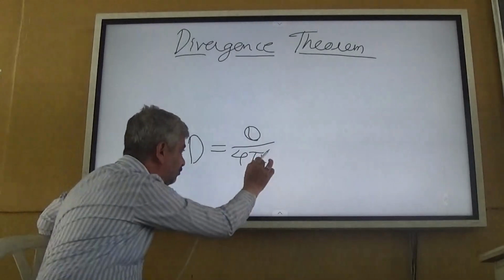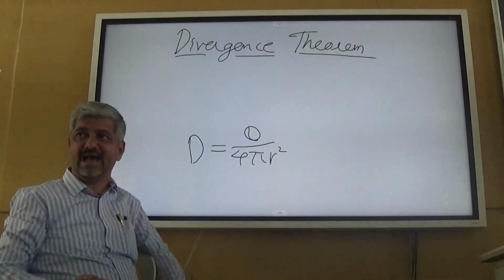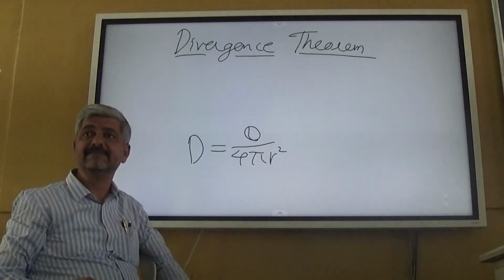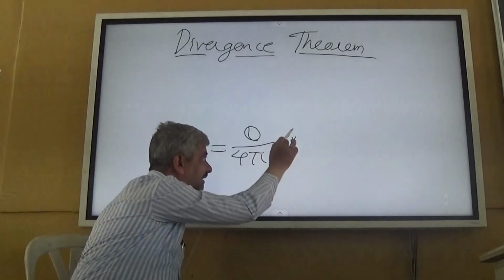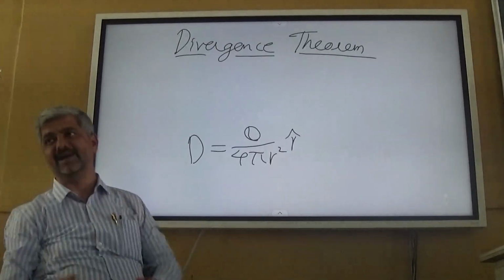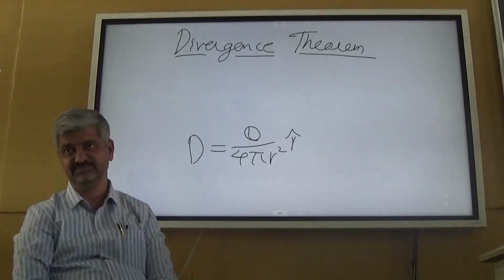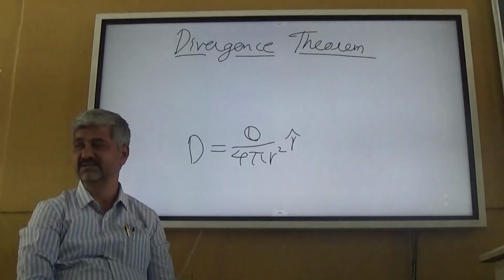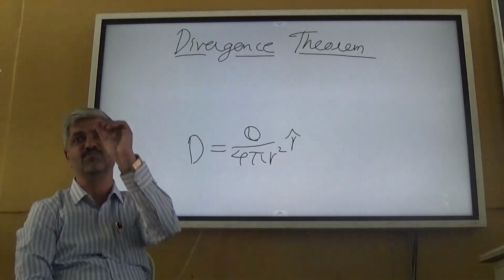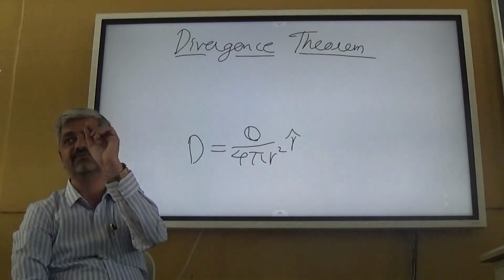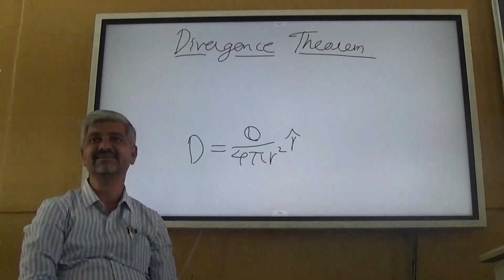So what would it be? Q upon 4 pi r square, and what is the direction? r cap, where r cap is a unit vector, and at every point it will be radially outwards. Then what would it be if you take a small area? Now how will you take the area?